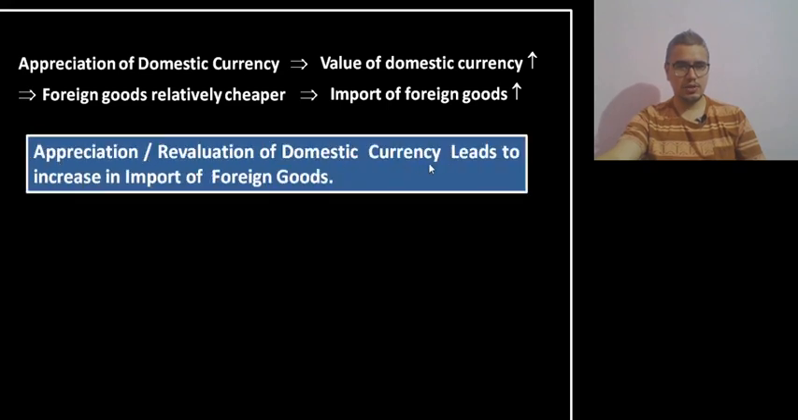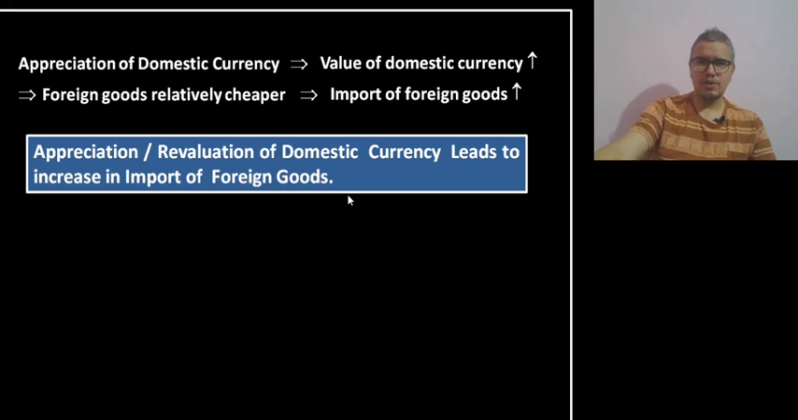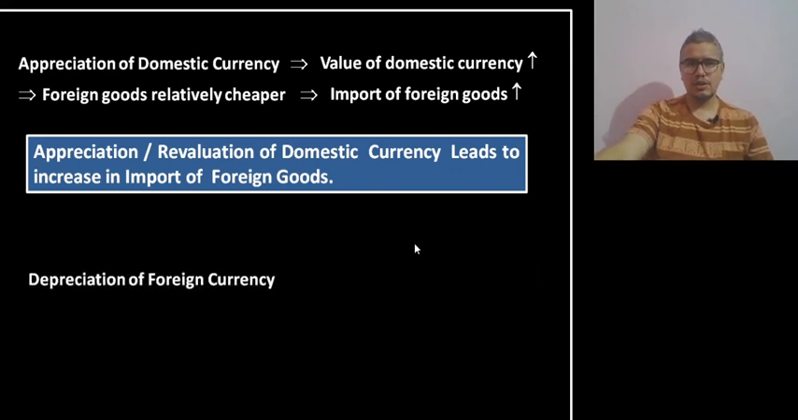Okay, so we can conclude that whenever there is appreciation or revaluation of domestic currency, then it will lead to increase in import of foreign goods. On the other hand, when there is appreciation of domestic currency, there will be depreciation of foreign currency. Okay, foreign currency will depreciate.